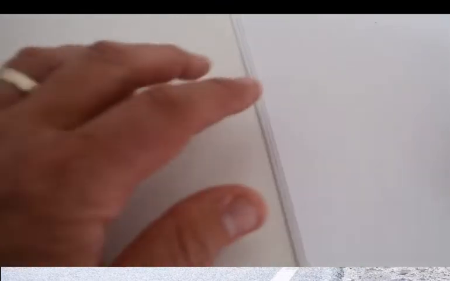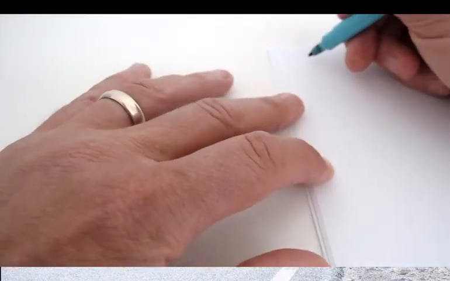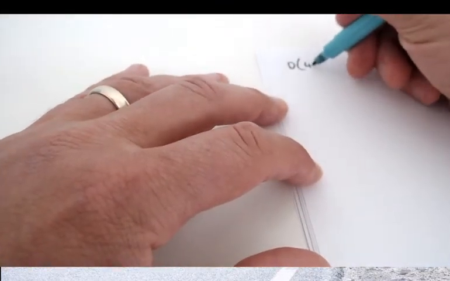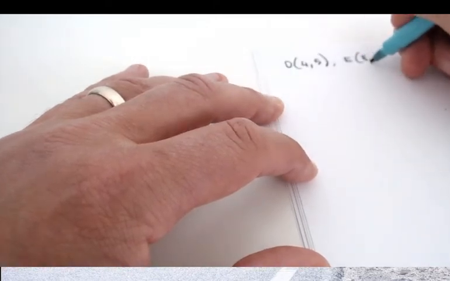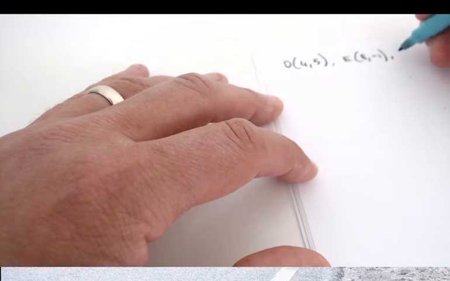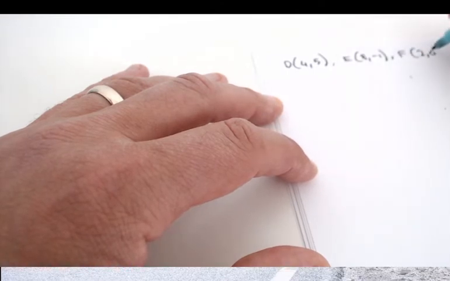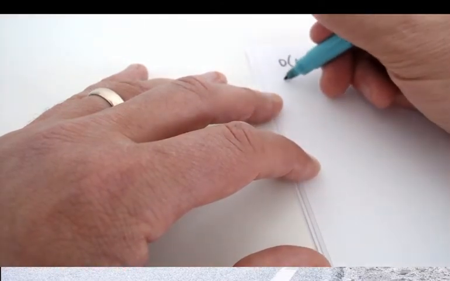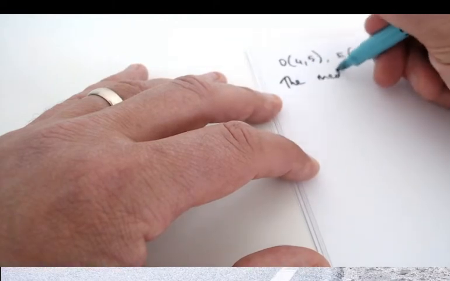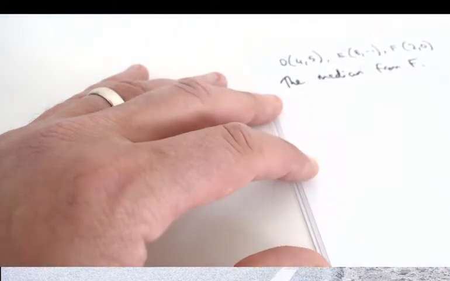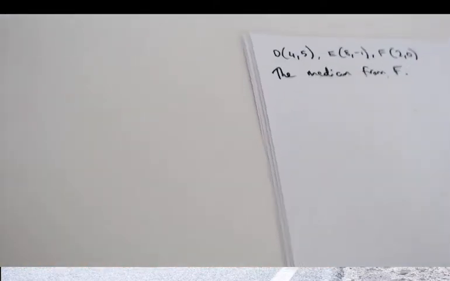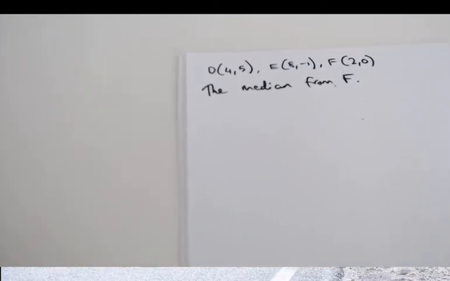This time I'm going to tell you that we have D, which is 4, 5. We have E, 8, minus 1, and we have F, which is 2, 0. And I want the equation of the median from F. I'm not going to draw this one out. You can if you want.